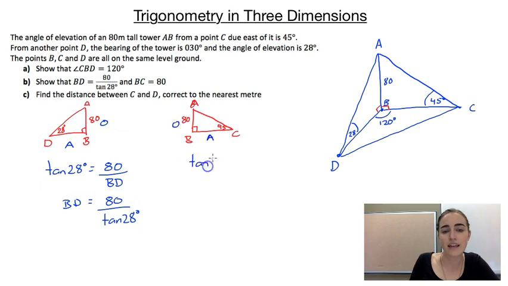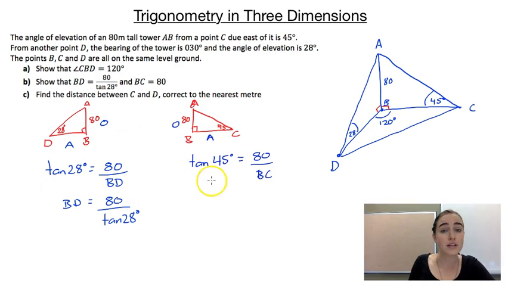So we're going to have tan of 45 degrees is equal to 80 over BC. But tan 45, that's one of our special angle results. And we know that tan 45 is 1. So 1 equals 80 over BC, which means that BC is equal to 80 metres.